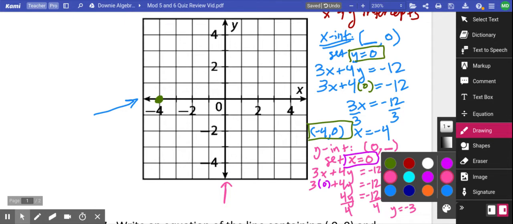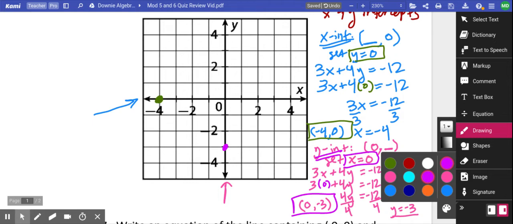Now, as an ordered pair, while our input x was 0, our output y was negative 3. So our y-intercept was 0, negative 3. Let's go ahead and graph this one. 0, negative 1, 2, 3.